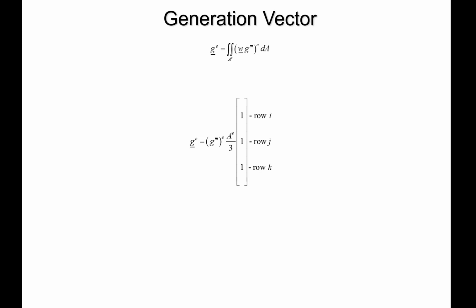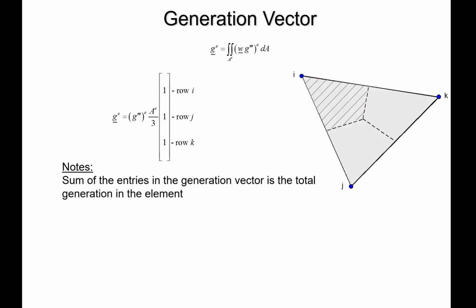If you look at this, you'll realize that the sum of all of the entries in the element generation vector is the generation within that element, because we have 3 entries and we're dividing by 3 here, so we get the volumetric generation times the area. It's like the capacitance matrix in the sense that you have the total generation, you divide it into 3, and you put a third of it into node I, a third into node J, and a third into node K.